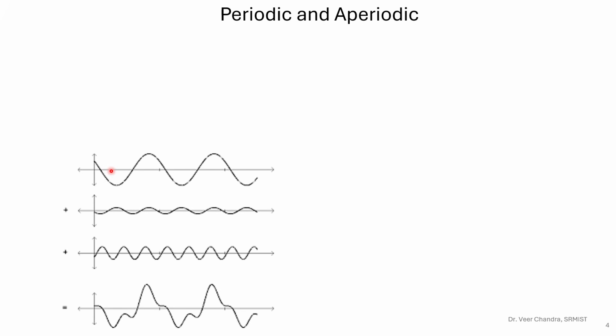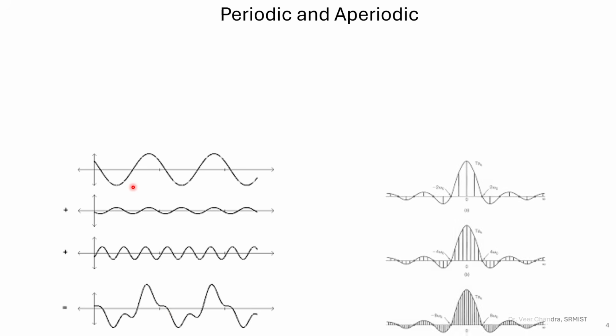Okay, so let's take another type of signal classification, that is periodic and aperiodic. Periodic means if your signal repeats after a certain time interval, that is called a periodic signal. See here, after this time interval, this graph is repeating the same wave pattern. Again this is repeating, this one is also repeating, right? So all these are examples of a periodic signal.